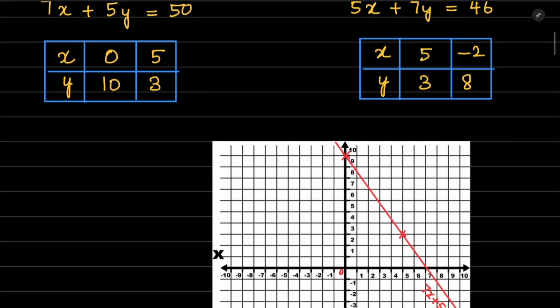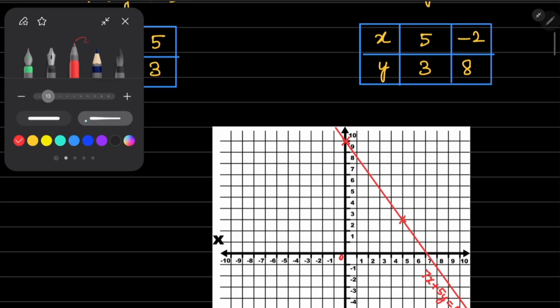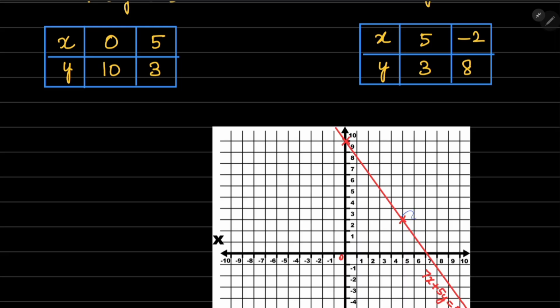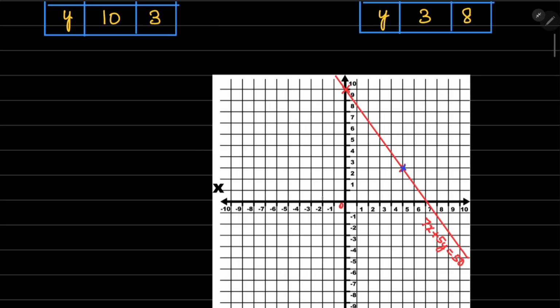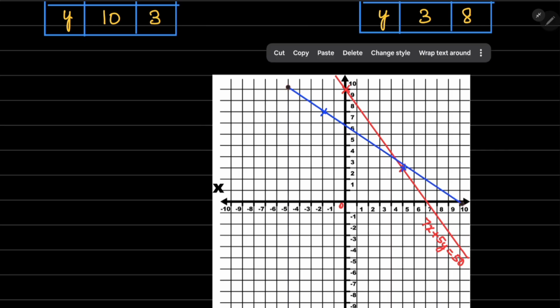For the second equation, the points are again 5 comma 3 and minus 2 comma 8. So minus 2 comma 8 here. 3, 4, 5, 6, 7, 8. So minus 2 comma 8. Right. Now again, let me draw the line joining the two.